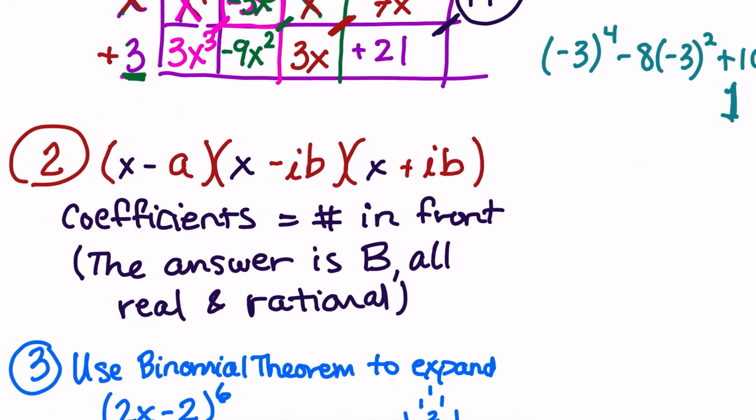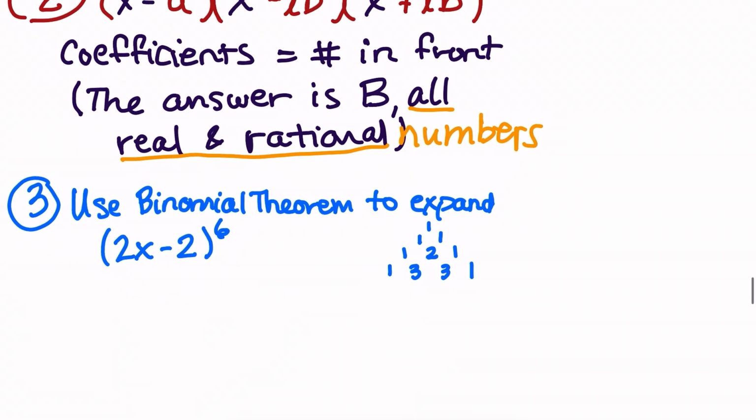Okay, number 2 is dumb. I don't like it, so just write down this thing. So the answer is going to be all real and rational numbers, because the question doesn't make sense, it's super hard.